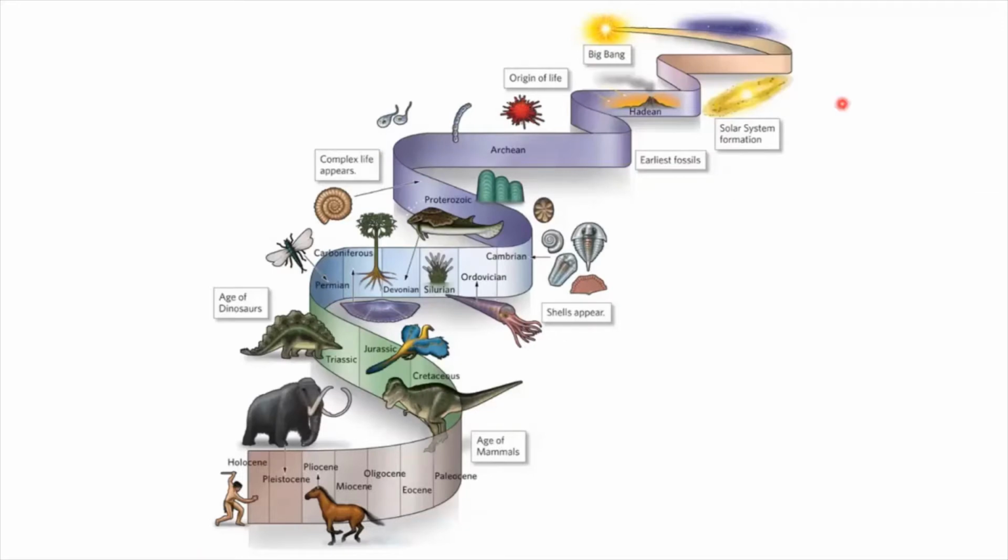So this is a depiction of Earth's history. So we'll start off with our solar system formation about 4.6 billion years ago, and early Earth was molten during the Hadean. Then we see our origin of life and our earliest fossils. This is where we move into the Archean, and this is named after Archaeobacteria. Those are extremophiles. They live in very hot environments like hot springs or very saline environments. So they live in extreme environments.